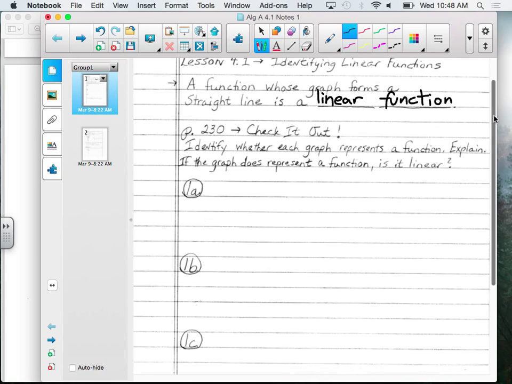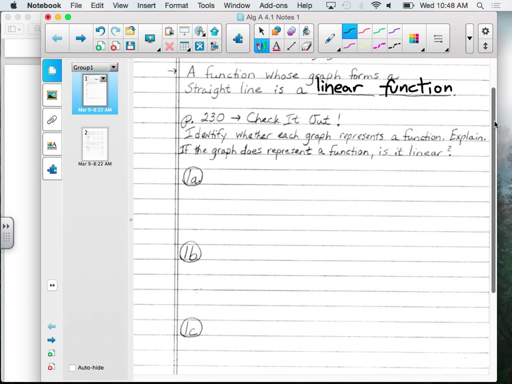So, if you guys would want to turn to page 230 in your book, which some of you have already done, which is great, for the Check It Out, which is near the bottom of the page. So, 230.